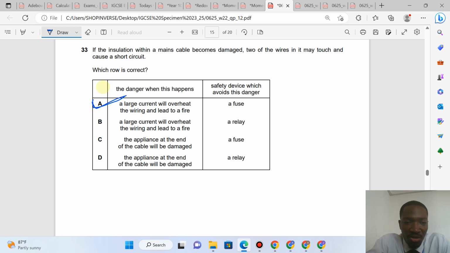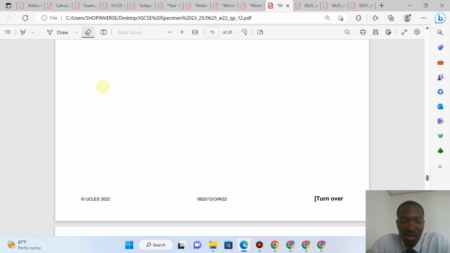So during short circuits, large currents will flow, which can damage the circuit. And fuses are used to do what? To put a limit. Fuses place a limit on the current that can flow in the circuit. That means option A is the correct answer.